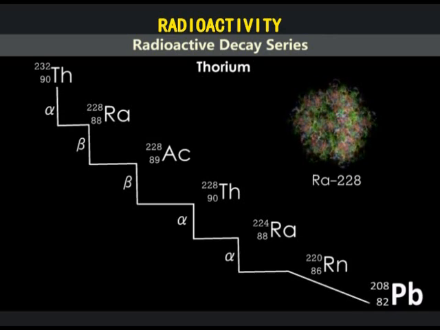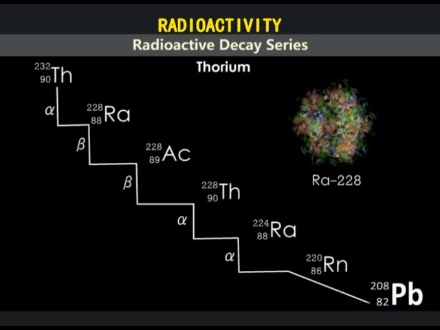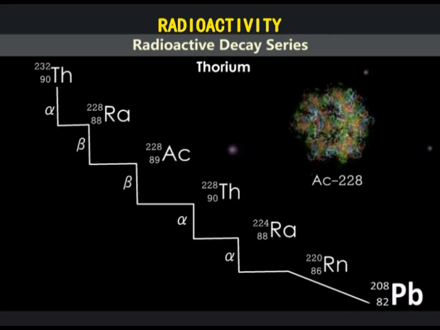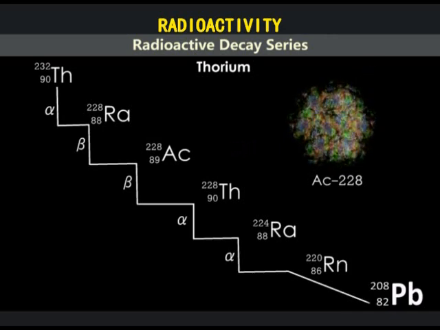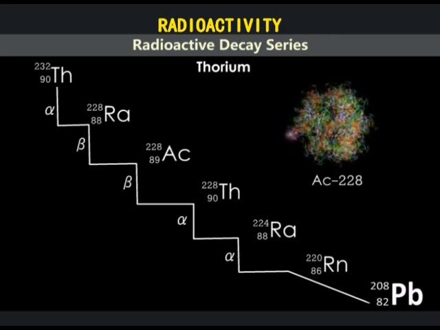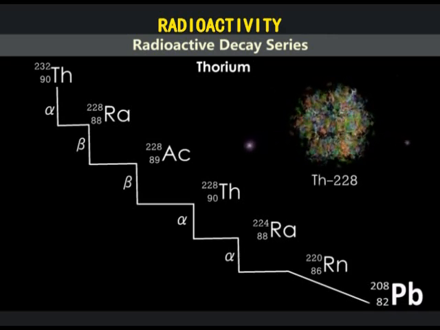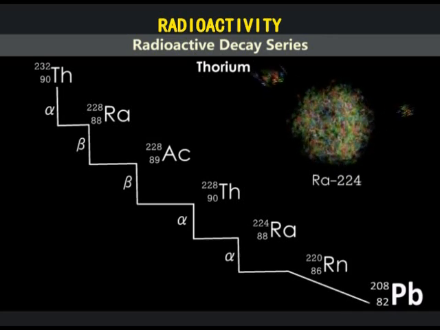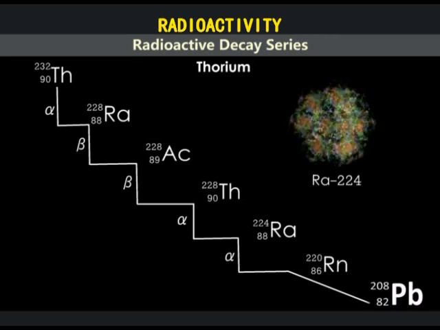Radium-228 is also unstable and undergoes a beta decay to form actinium-228. Actinium-228 is unstable as well. It undergoes a beta decay to form thorium-228. Thorium-228 is also unstable. It undergoes an alpha decay to form radium-224.